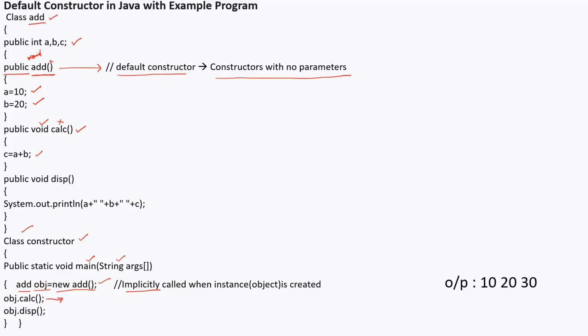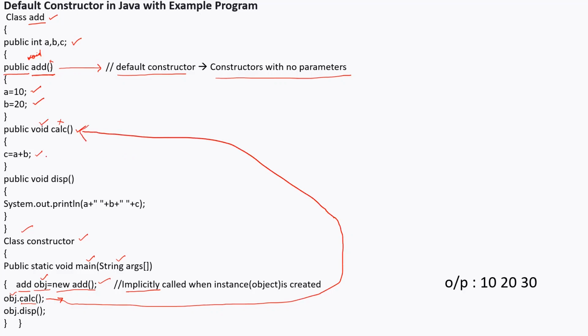Obj.calc. I have created an object of the class and I have called that method calc with the help of the object. So this is called an explicit call, or message passing. When I say obj.calc, the cursor goes to the calc method, where c equals a plus b will be calculated. A value will be taken as 10, right? B value will be taken as 20. Now you can see from where you got this a and b value. Did you call obj.add? Here you have called obj.calc, but you didn't call obj.add.